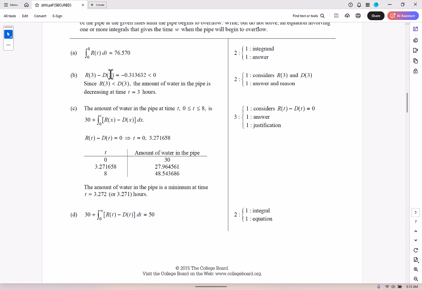They're both the same. R of 3 minus D of 3 is negative. Since D of 3 is greater than R of 3, the amount of water in the pipe is decreasing at time t equals 3 hours. I love it. That was worth 2 points. Letter C, yeah, there it is.